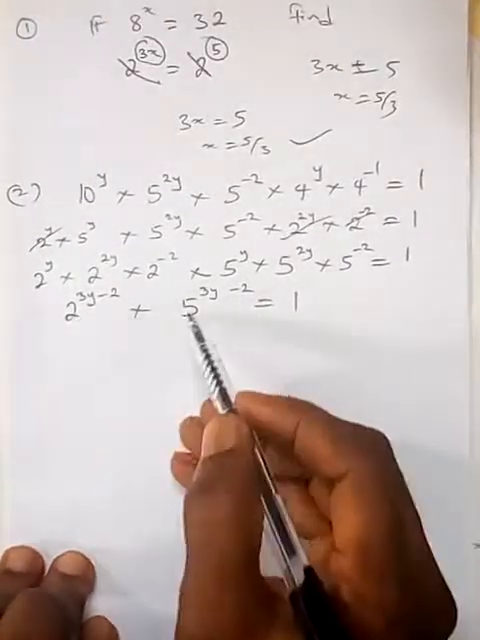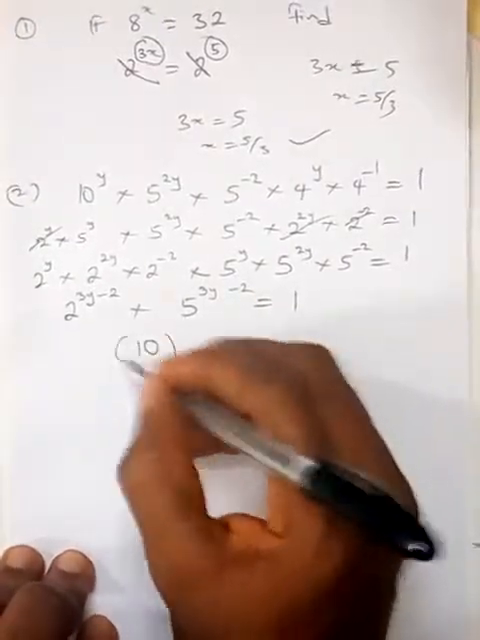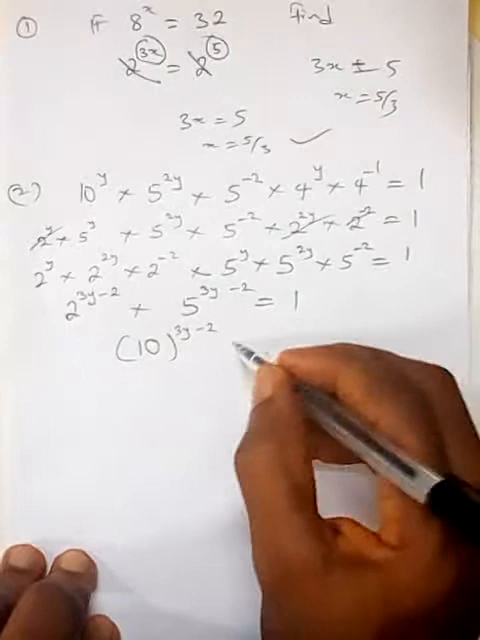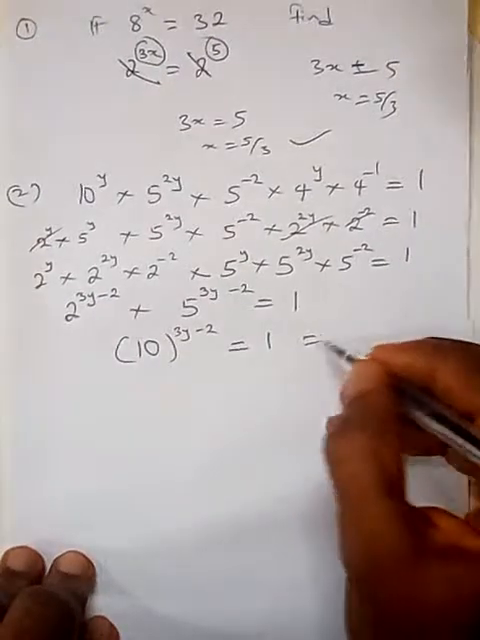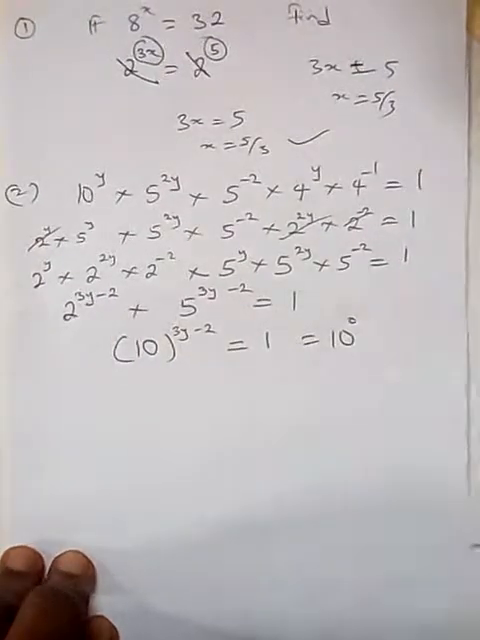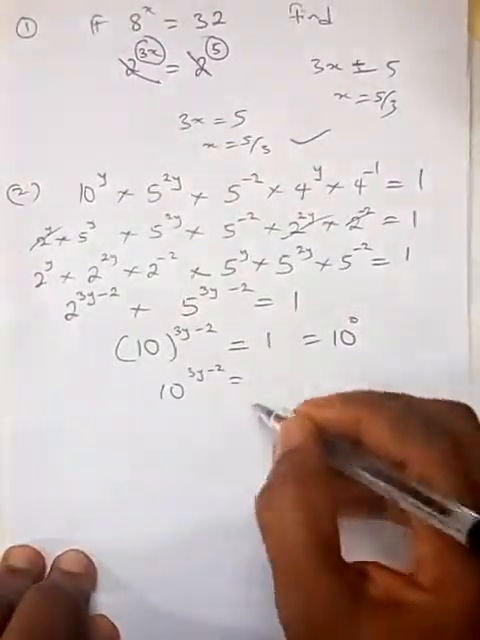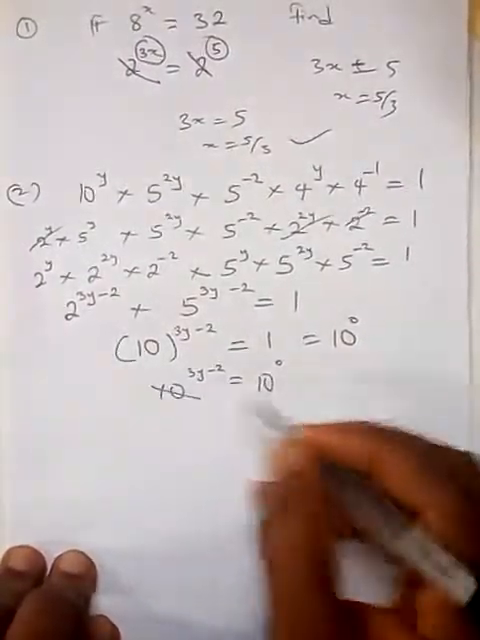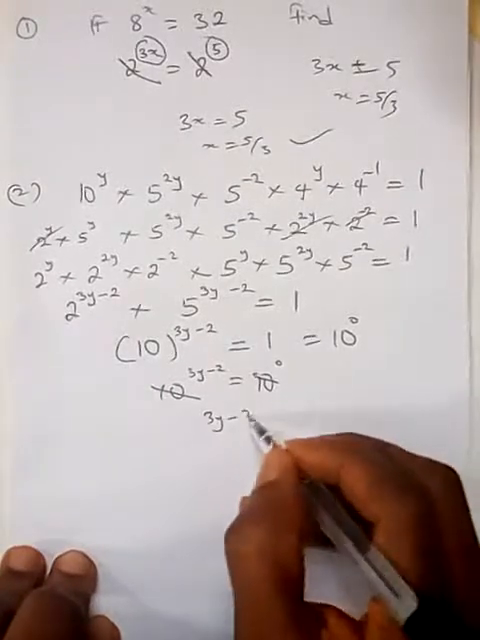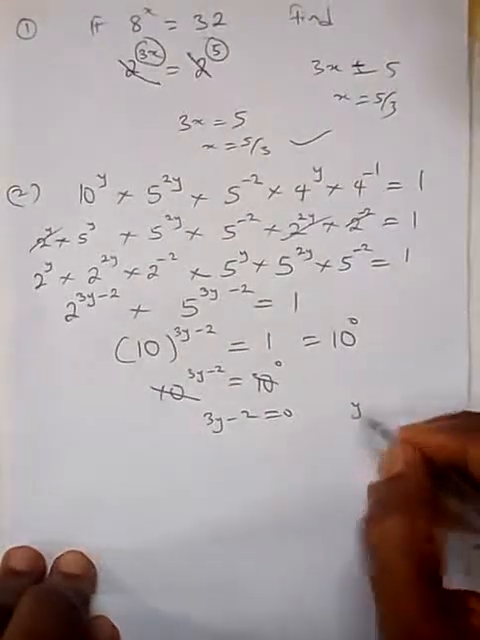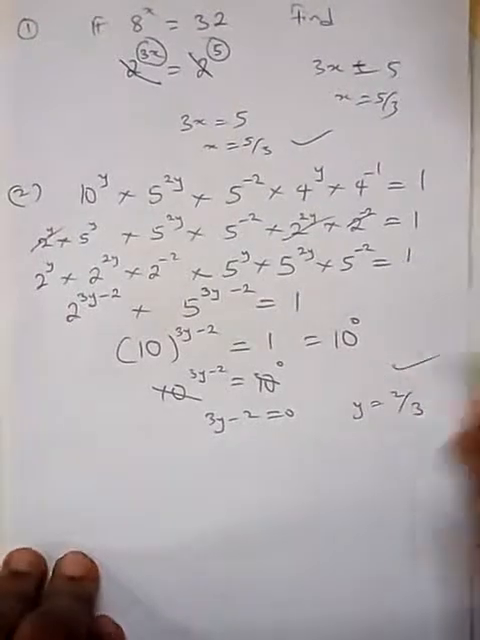So if they're the same, we can multiply the bases to give us 10 raised to the power 3y minus 2 is equal to 1. And 1 is the same thing as 10 raised to the power 0. Anything raised to the power 0 is 1. So 10 raised to the power 3y minus 2 is equal to 10 raised to the power 0. This takes care of this. So 3y minus 2 is equal to 0, meaning that y is equal to 2 over 3. Okay.